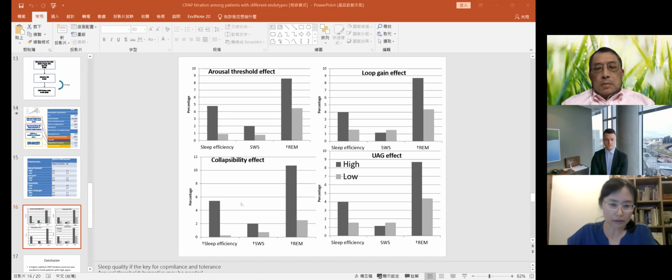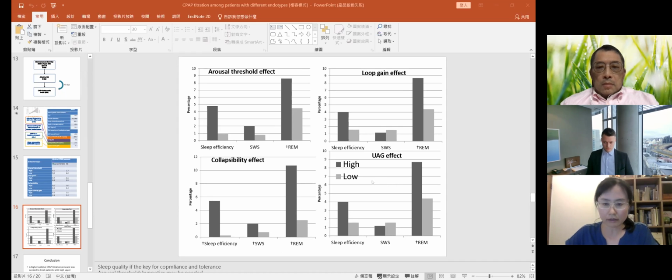And those with high collapsibility, well, this is the easiest one you can imagine, patients with a higher collapsibility have a very large improvement in their sleep architecture. Whereas those with low collapsibility, I would say, have minimal improvement in their sleep architecture. And in three indicators, including sleep efficiency, slow wave sleep percentage, and REM percentage, they all show significant differences statistically.